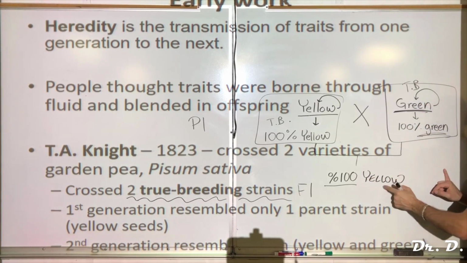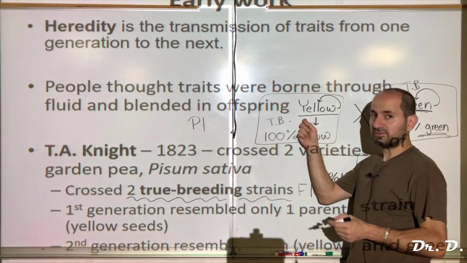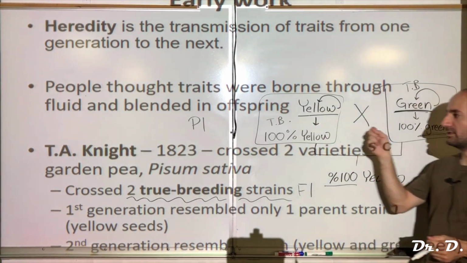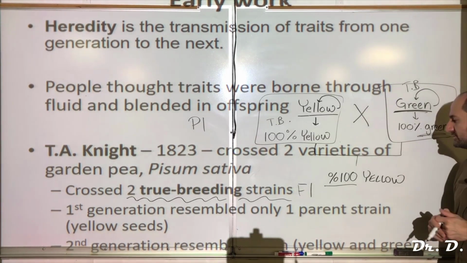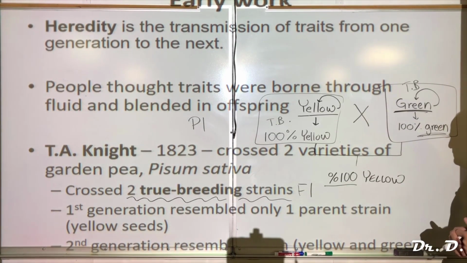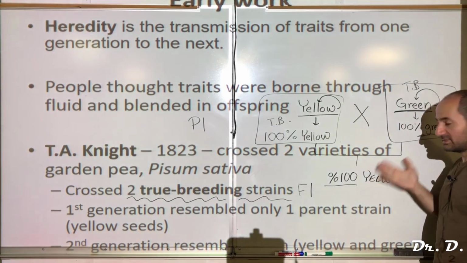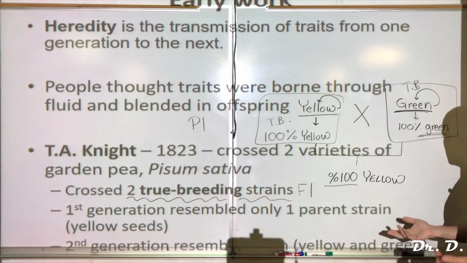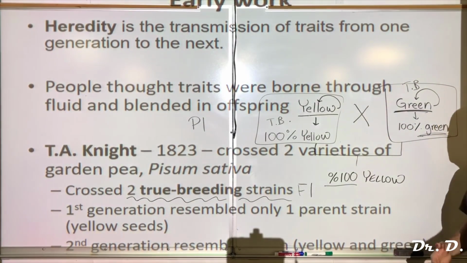Did you see that? So 100% of the children between the cross-fertilization of this yellow pea plant, the true breeder, and this true breeder green gave you yellow. So at this point, he was very confused. You know, what happened to the green information? Did it disappear? Was it left out? Did it get destroyed? What's going on? What happened to the green information, right?